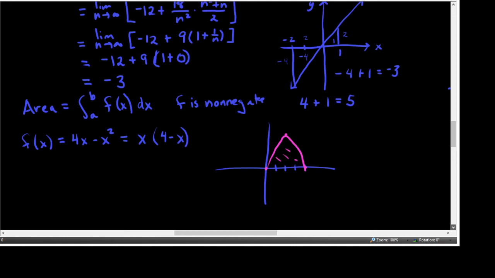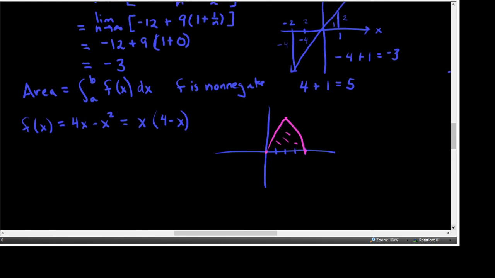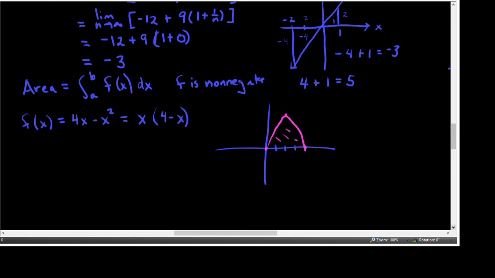So the area, or I think it asks us to, it doesn't ask us to do anything specific, I'm sorry. All right, so the area here would be the definite integral from the x-coordinate where the region starts, 0, to the x-coordinate where the region ends, 4, of the function 4x minus x squared dx. Because it's non-negative from 0 to 4, that's a correct statement.